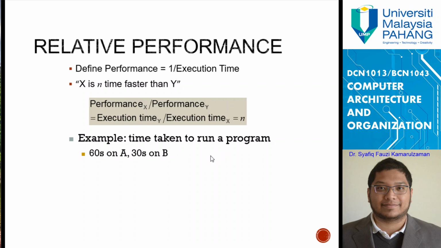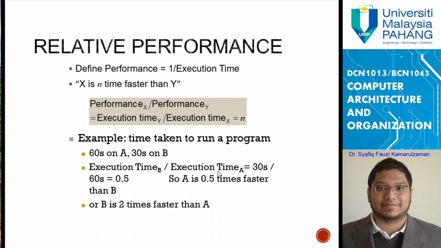So next, we have 60 seconds on A, 30 seconds on B. So execution time B divided by execution time A equals 30 seconds divided by 60 seconds, which is 0.5. So A is 0.5 times faster than B. In other words, if you change it around, B is basically 2 times faster than A, because A is half as fast as B. Okay, so B is 2 times faster than A.